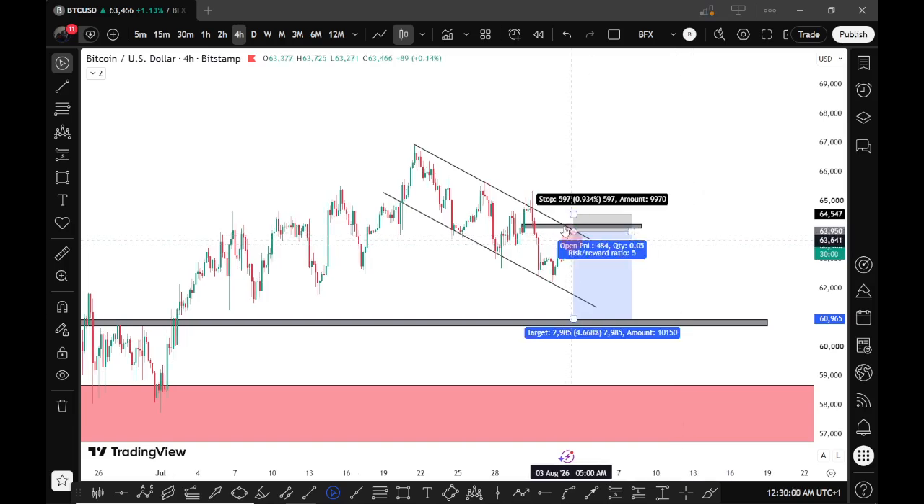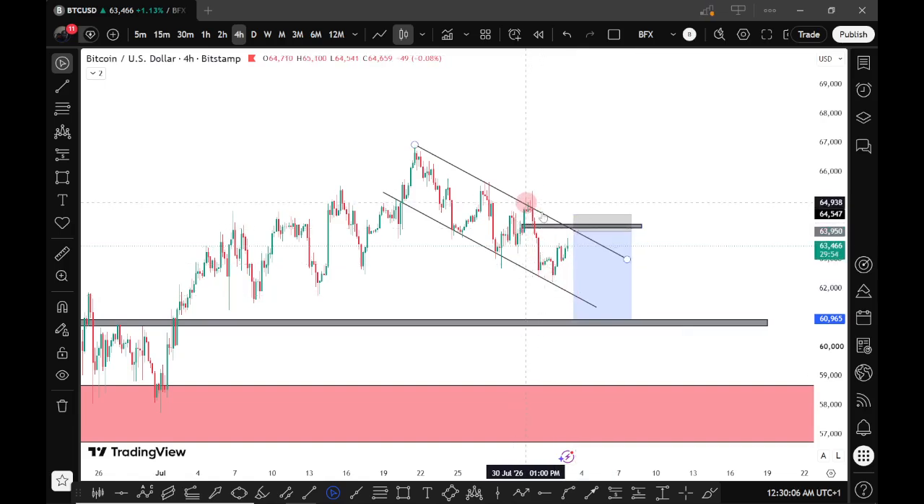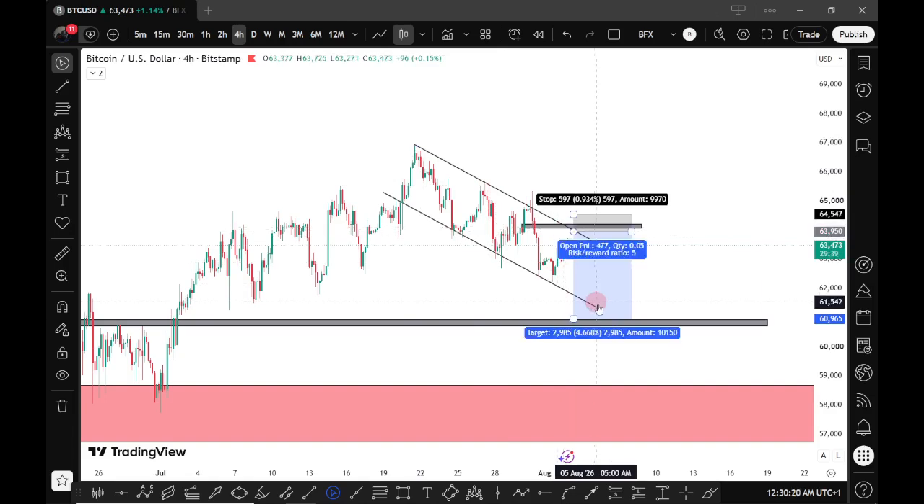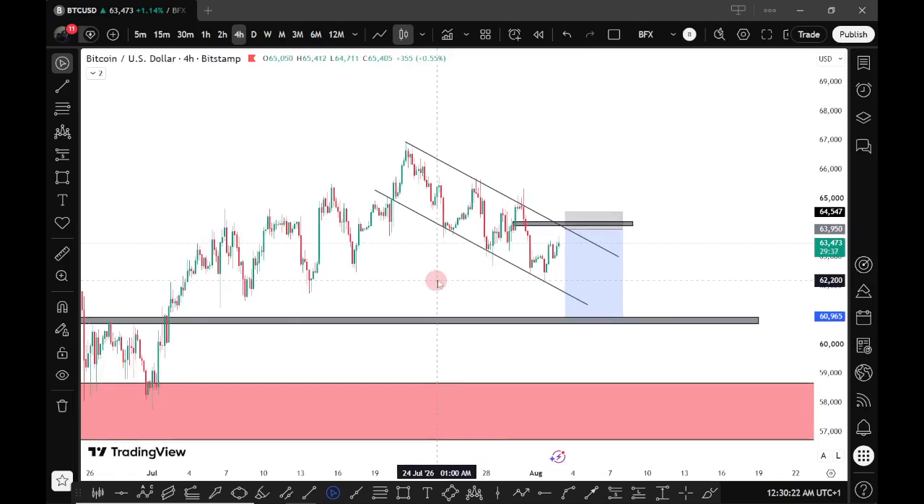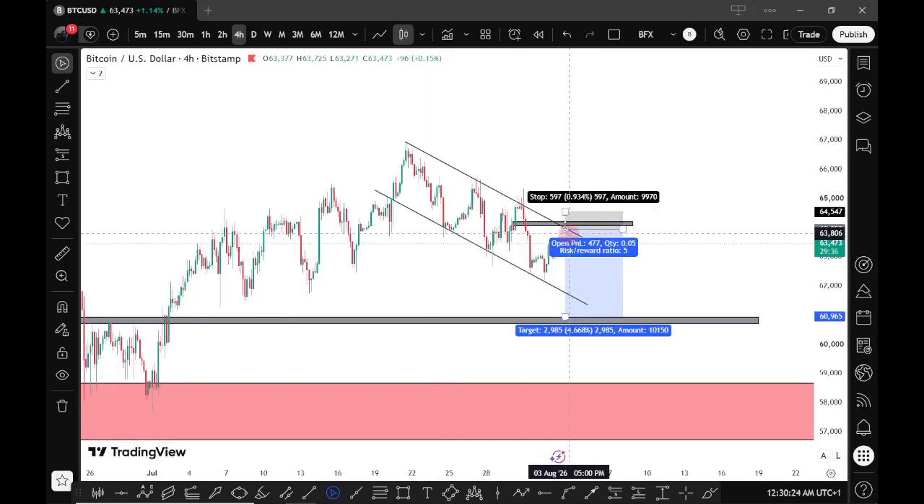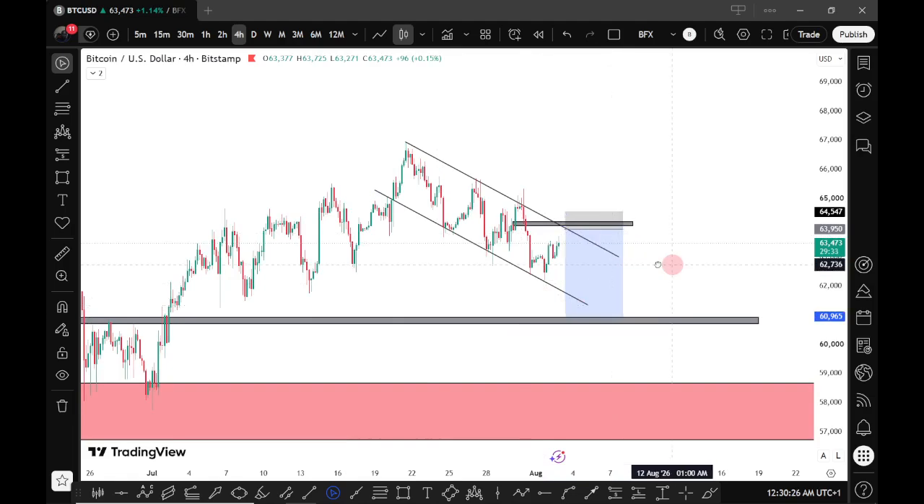I'll be waiting for price action around here to see what price does. You can see that price has been respecting this trend line. You can see these touches, then you can see these ones too. So I think price will come to this area before falling again. So this is what I'm seeing on BTC.